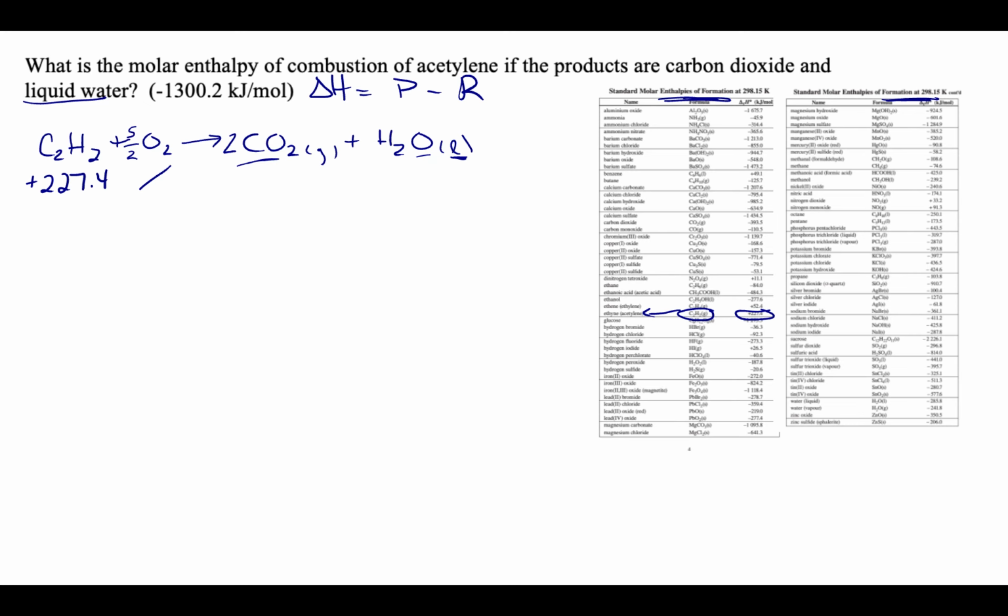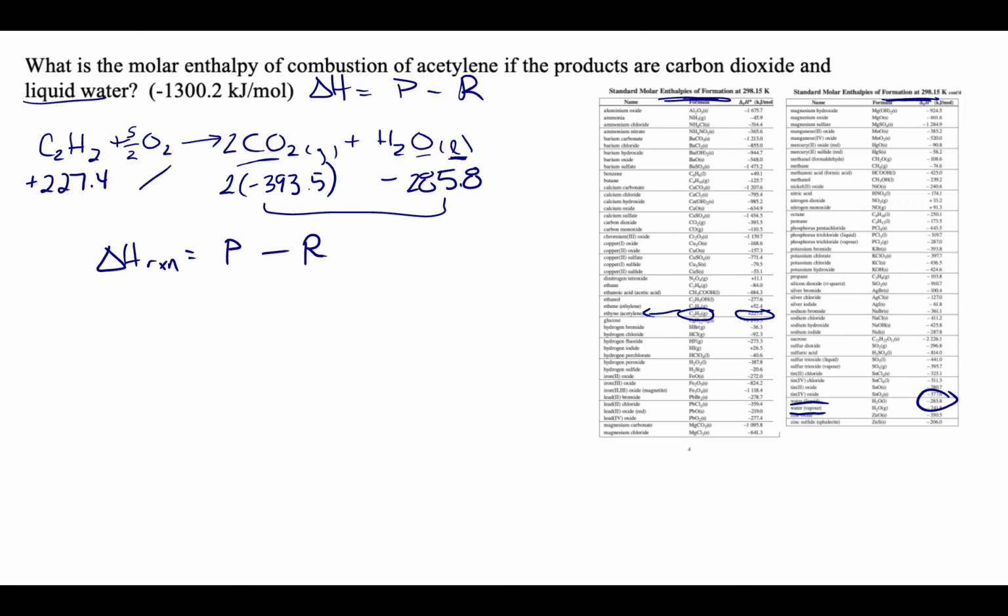On your product side, we have 2 moles of carbon dioxide. 1 mole is negative 393.5, so you'll need to multiply that by 2. And you have 1 mole of water, and it is the liquid water. So just be careful there because there is liquid and water vapor, so we want the one for liquid. So negative 285.8. Now we can total up our products, and if I want delta H of the reaction, it's again products total sum minus reactants. And there's a fancier way to write this with the summation symbol, but this works.